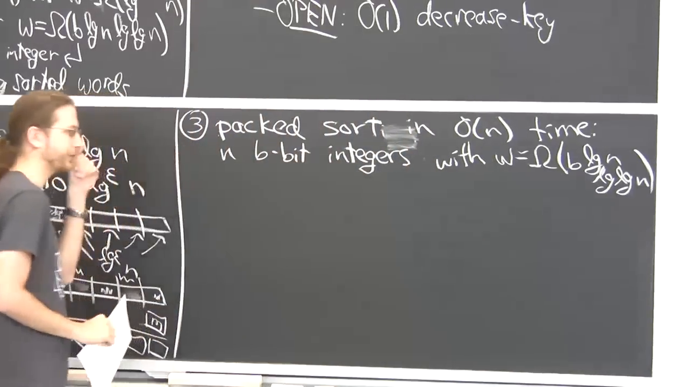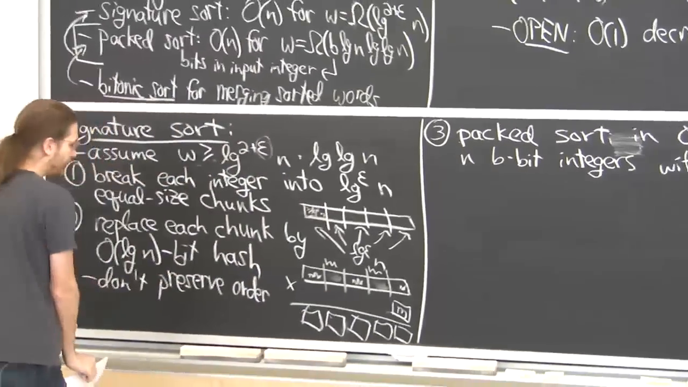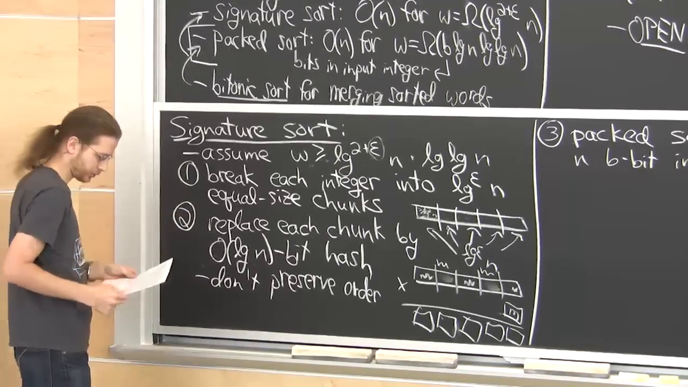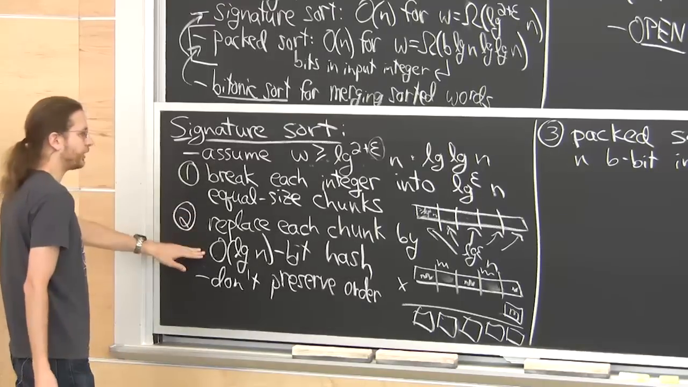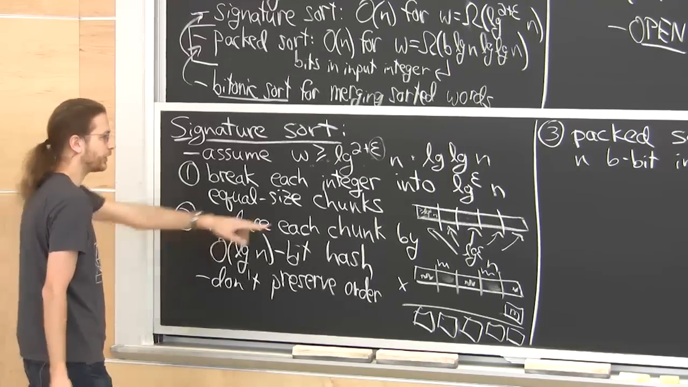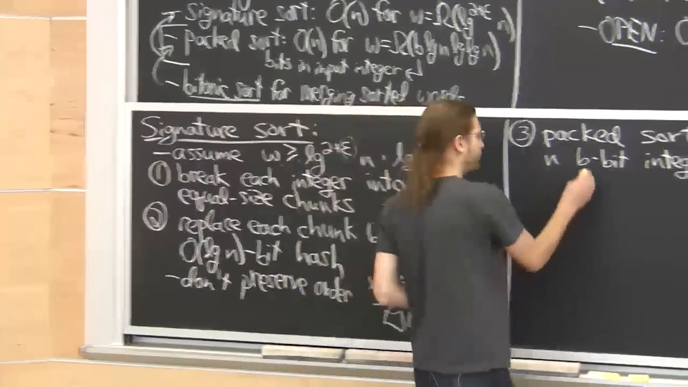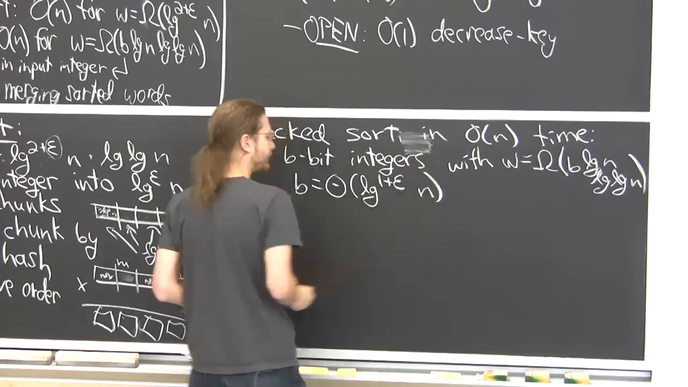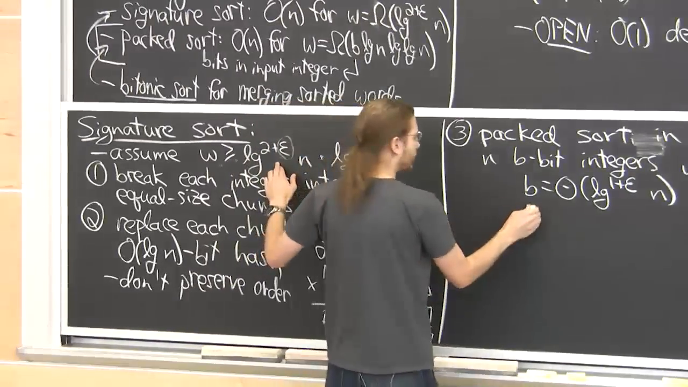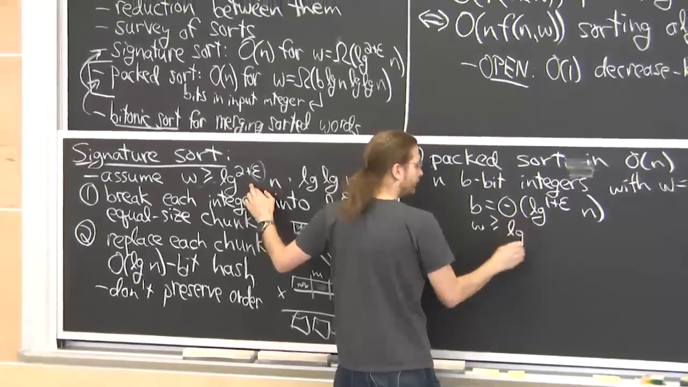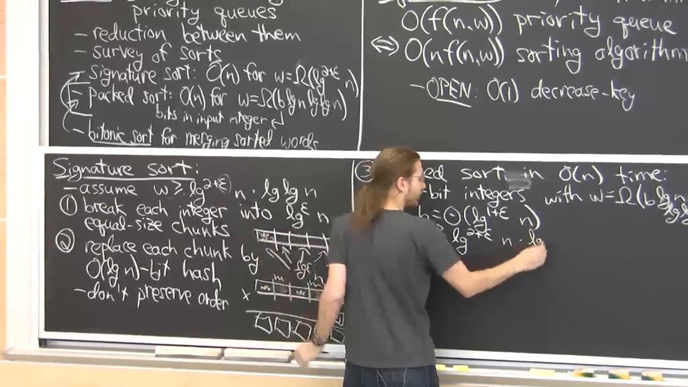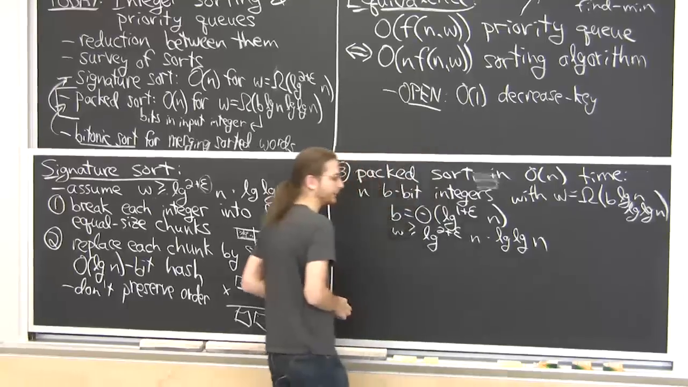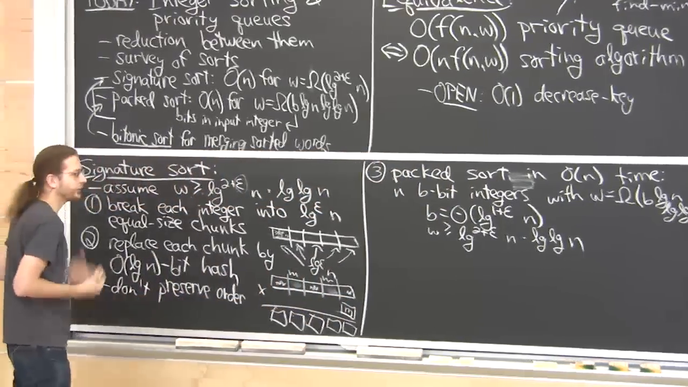We're going to delay the coverage of this result till later. And I claim that applies here because each chunk is now order log n bits, and there's log to the epsilon n bits. So b is theta log to the 1 plus epsilon n, and w is at least log to 2 plus epsilon times log n. Okay, so the ratio between these is as needed. It's at least log n times log n. Okay, so that's why this is good.